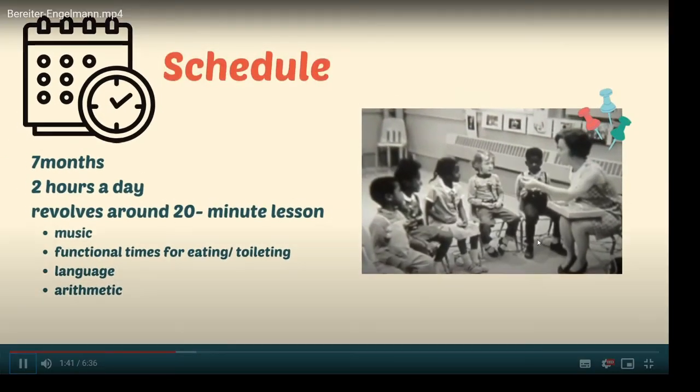Next we have the schedule. So for 7 months, they have a class for 2 hours every day on weekdays, or maybe it depends. And it also revolves around a 20-minute lesson. For example, 20 minutes in math, 20 minutes in reading, 20 minutes in music or in language, or functional times for eating or toileting. So this is for 7 months.